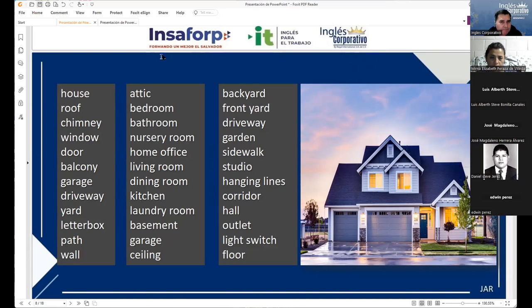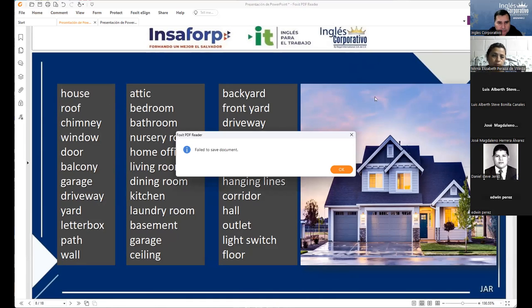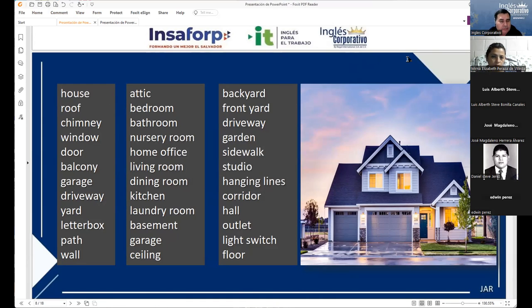Questions about the vocabulary? Basement. Basement. What do you say? Basement. Okay. Let's see. So, any other question? Bedroom, bathroom.